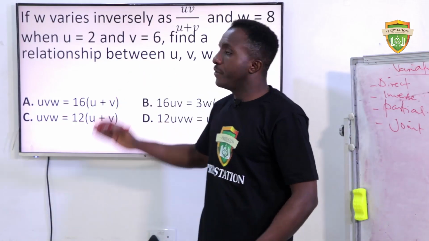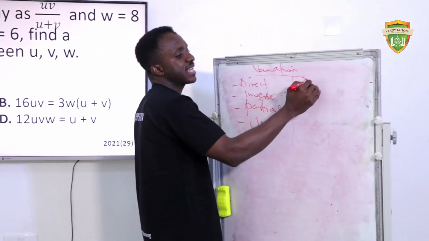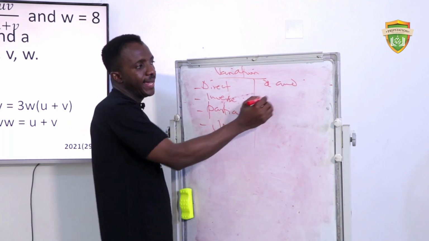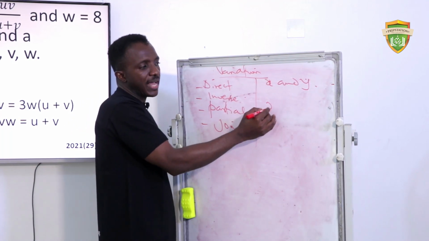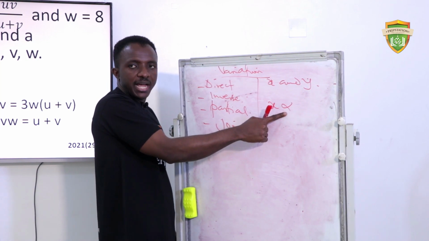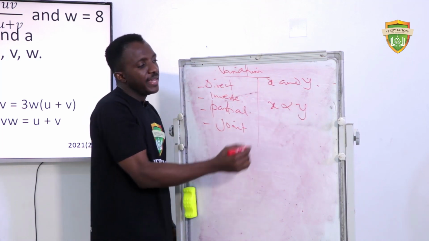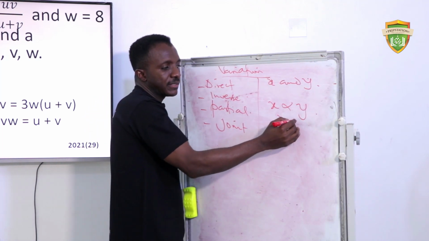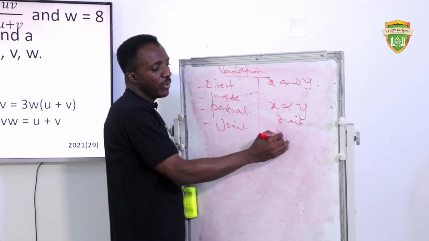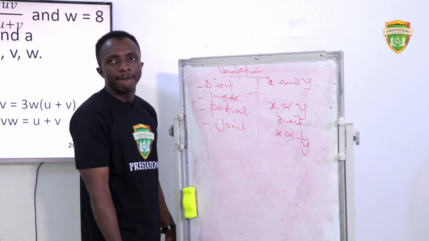Now, so we have variation. So this is direct variation. We are going to use x and y here. If x varies directly as y, this is what it looks like. X, this is your variation sign, this side. X varies directly as y. If x, this is direct, take note of that. If x varies inversely as y, we have this. X varies inversely as y.